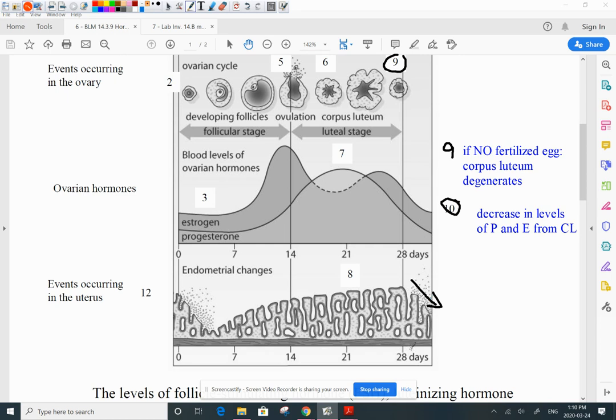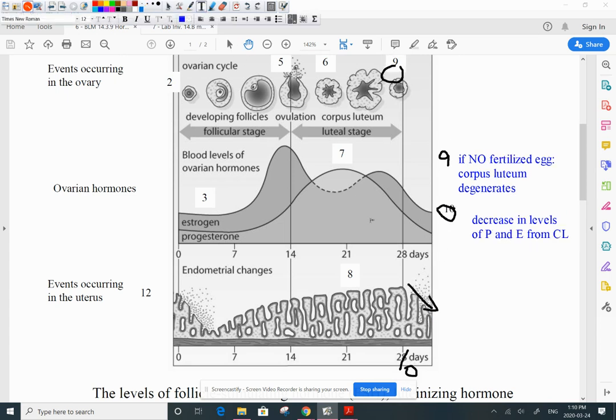And so again, day 28/day 0 means we're starting a new menstrual period. So at the same time that this is happening, the decreased progesterone means no more endometrium. And so you get rid of it. And that's what a menstrual period is. It's a tissue that, if it's not being used because there's no implantation of the fertilized egg, we'll get rid of it. You don't need it.